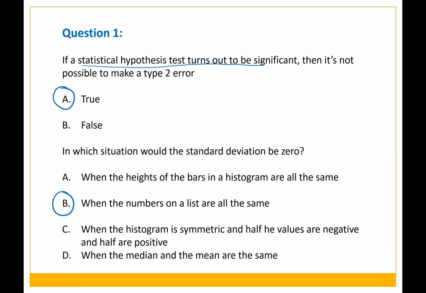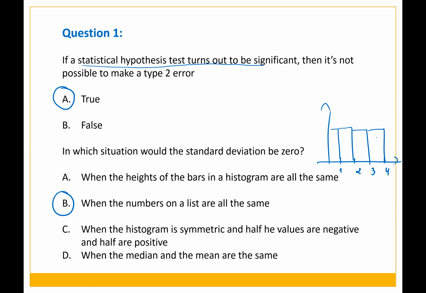A is wrong because the height of the bar in the histogram, even if they are the same, only means that there are still some different values. So say 1, 2, 3, 4, 5, each of them is a different value, and there's still some variability.